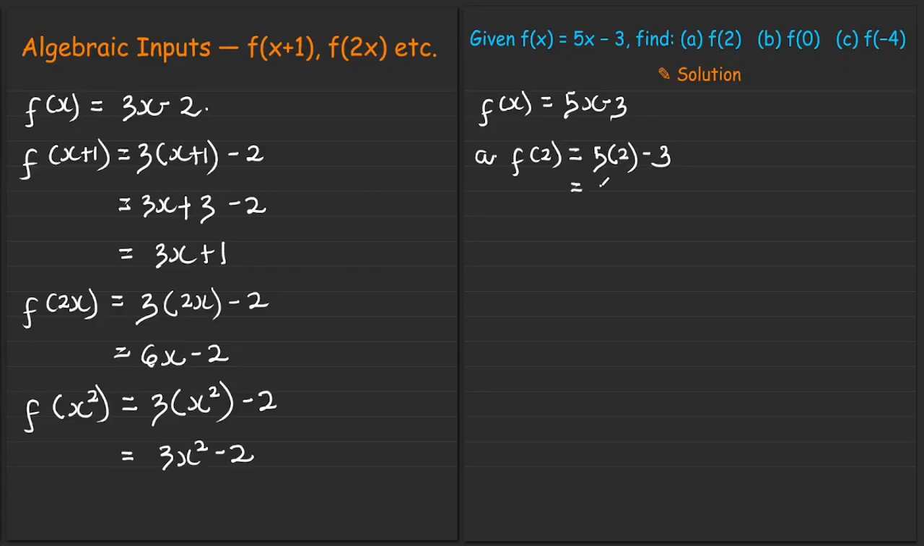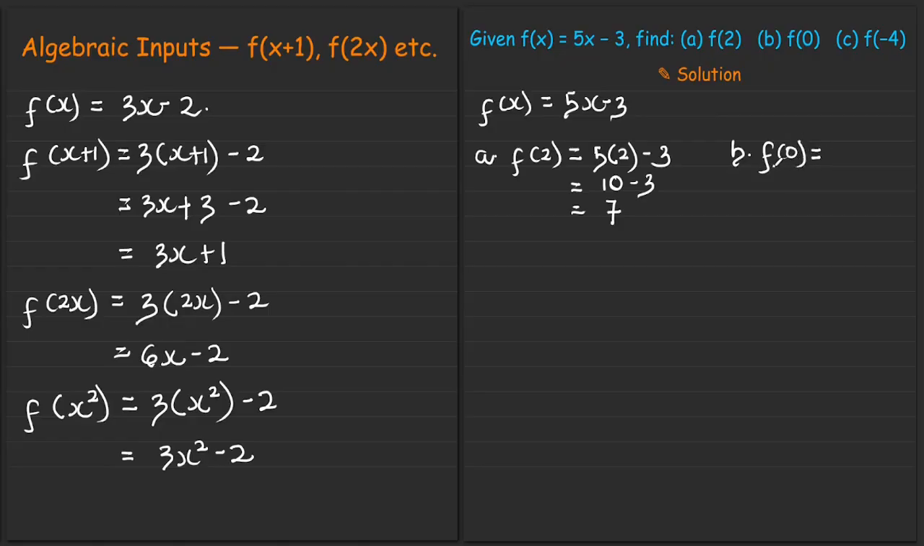Simplifying, we have 5 times 2, which gives us 10. So we have 10 minus 3, and 10 minus 3 gives us 7. As simple as that. Our second one, that is b, says f of 0.